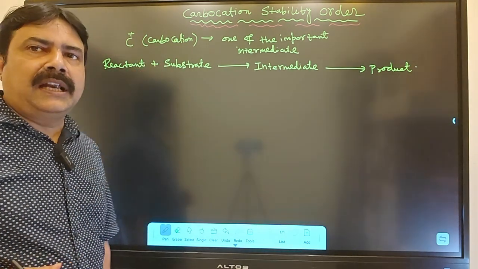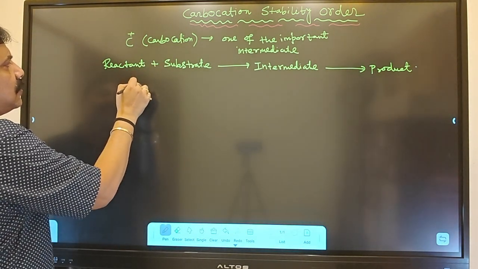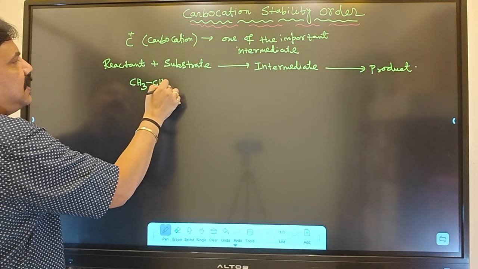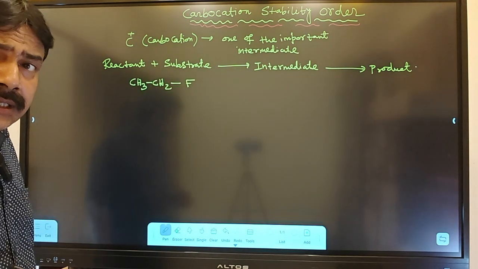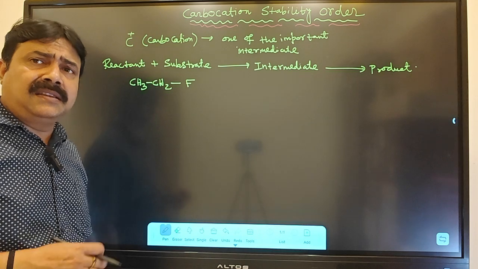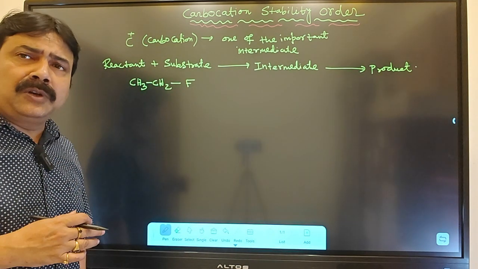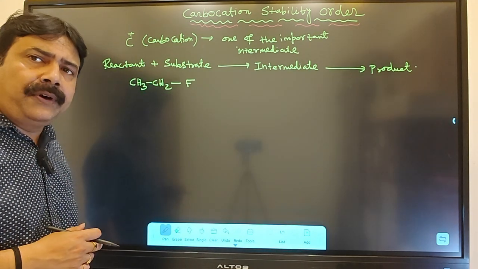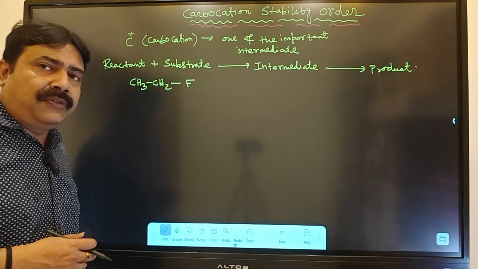Now that carbocation, how is it formed? Suppose if you look at any organic compound, suppose I have a group like this, CH3 CH2F. This is ethyl fluoride. Now carbon has a bond with the fluorine. Basic things like molecular formula writing and bond line notations are already there in my basic video of organic. Now this carbon has a bond with the fluorine.